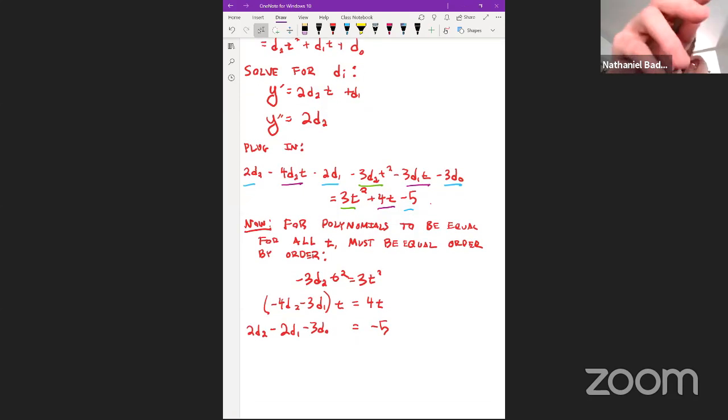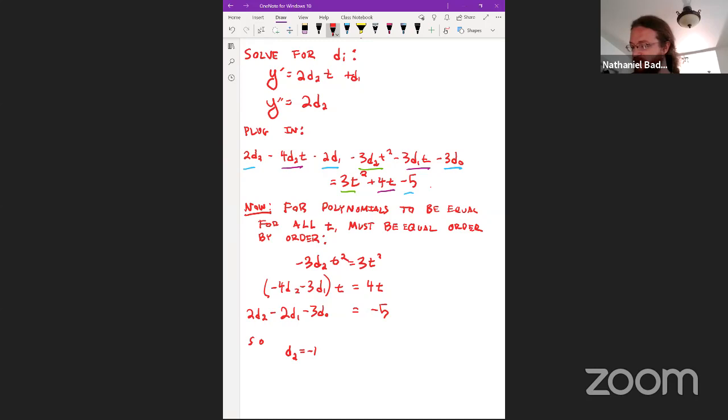Okay, so we can immediately see that d2 is equal to minus 1. I'm not going to go through the tedious algebra, so plugging d2 equals minus 1 into the second equation, you can see it holds on both sides. d1 should be equal to 0. So plugging those both into this third equation, we're going to get that d0 equals 1. Great.